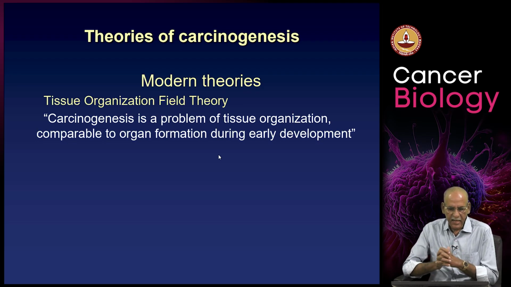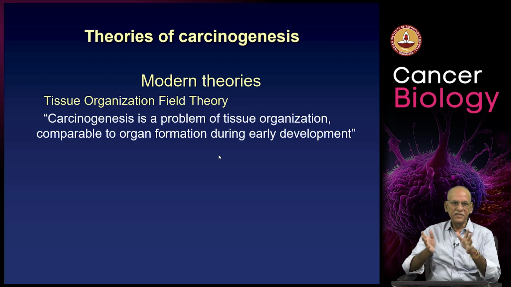There is another theory called tissue organization field theory. Interestingly, none of these theories will explain all the features that we find in cancer cells. That means we have not understood it completely yet. What happens is certain theories will fit certain situations. Now, all of us are born by the fusion of sperm and ovum, and then that forms a zygote, and from that you get the fetus, right.